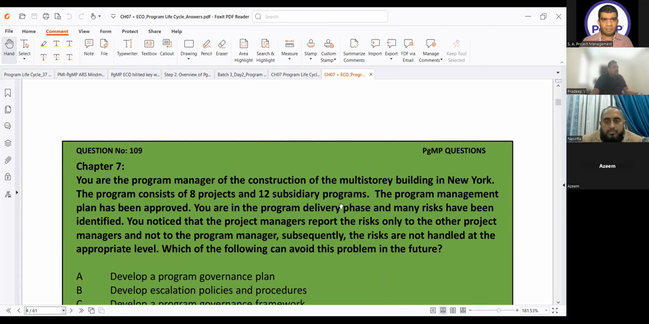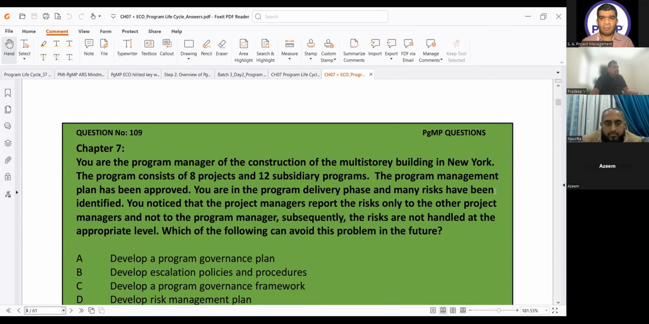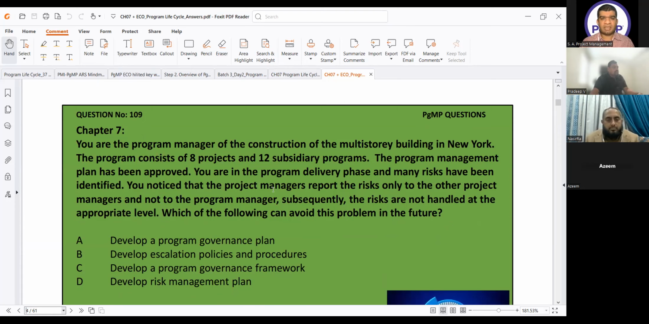Okay, you are the program manager for the construction of a multi-story building in New York. The program consists of 8 projects and 12 subsidiary programs. The program management plan has been approved. It means your program definition phase is completed, right? That is the first indication. You are now in the program delivery phase and many risks have been identified. You notice that the project managers report the risks only to the other project managers and not to the program manager. Subsequently, the risks are not handled at the appropriate level. Which of the following can avoid this type of problem? It means everything is done in a broad sense, but nothing is coming up. That is the root cause.